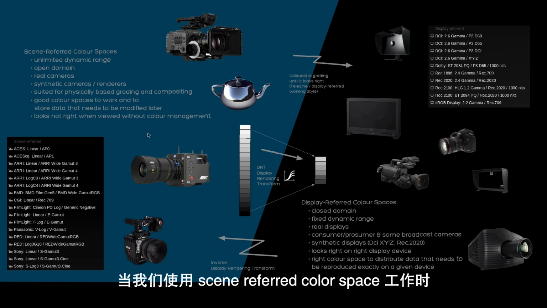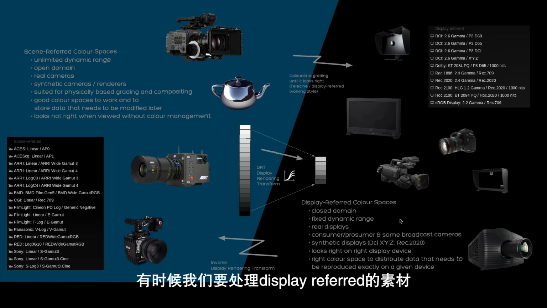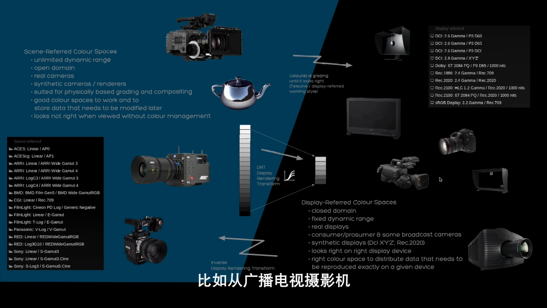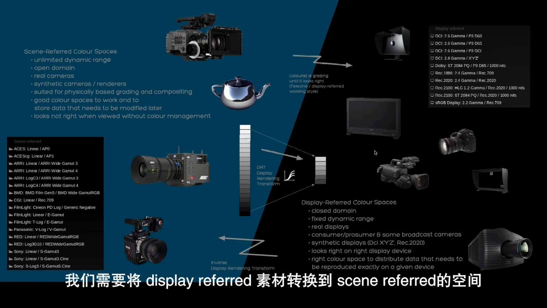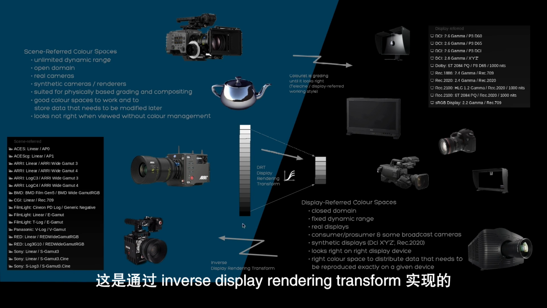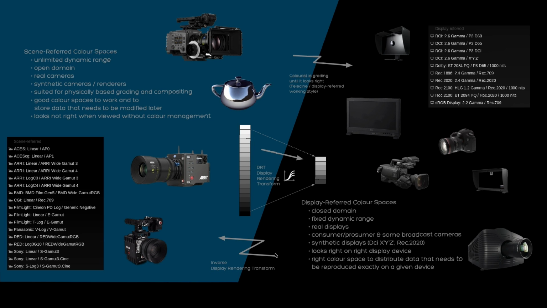When we are working in a scene-referred color space, sometimes we're handed display-referred footage, for example, from certain broadcast cameras or consumer cameras or prosumer cameras, or maybe footage captured by smartphones or stock footage, you name it. What do we do then? So then we need to convert display-referred footage into a scene-referred state. And this is then done by the inverse display rendering transform, or inverse DRT. And this process is not so straightforward. So that's why it's a zigzag line here.